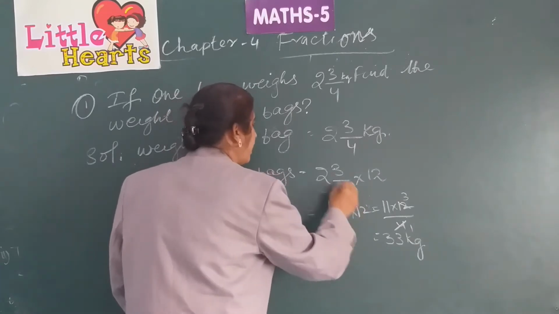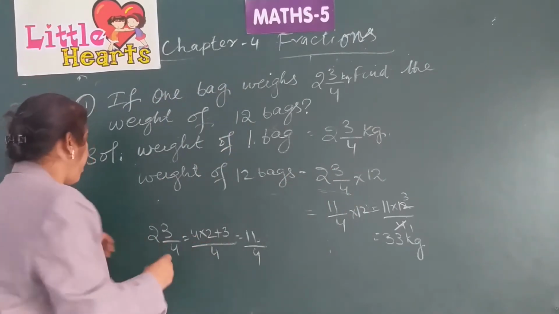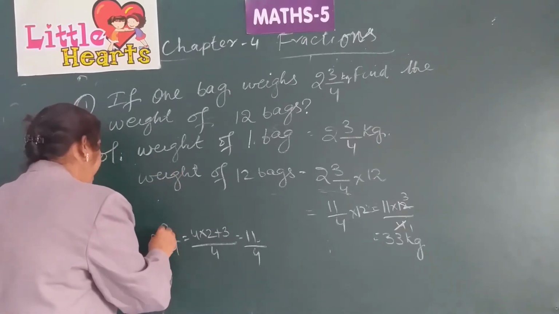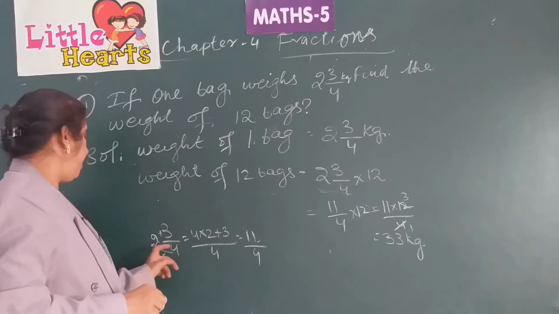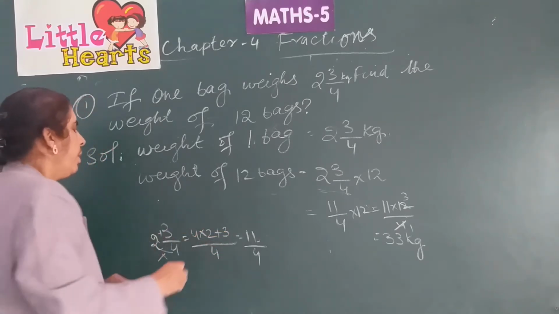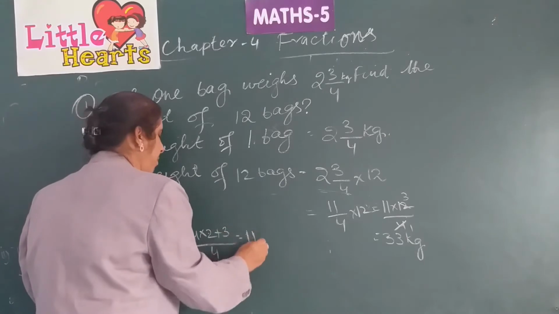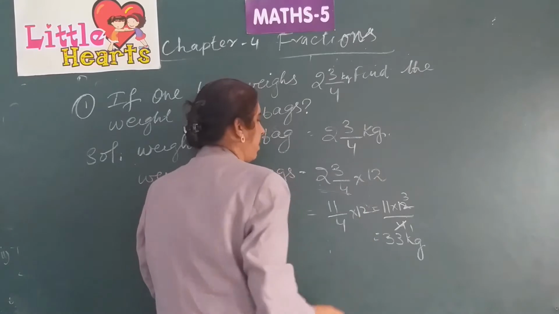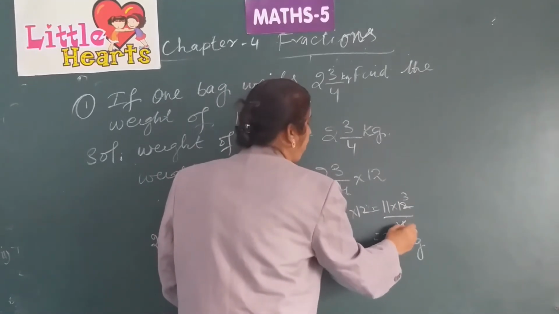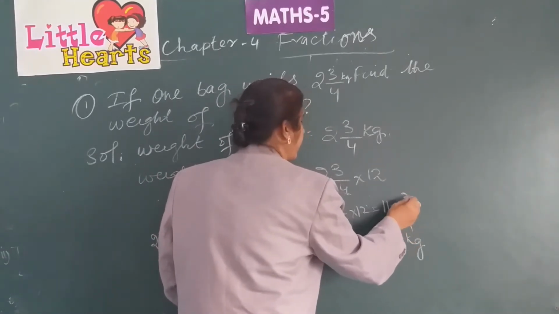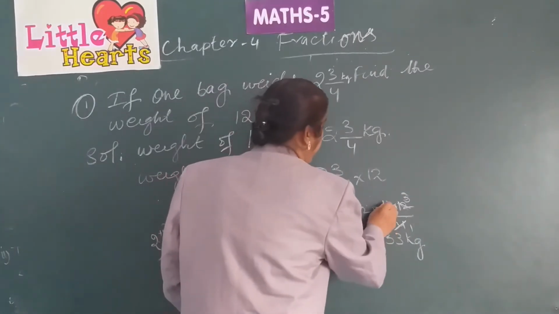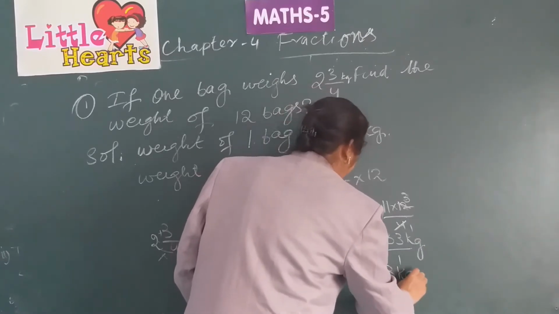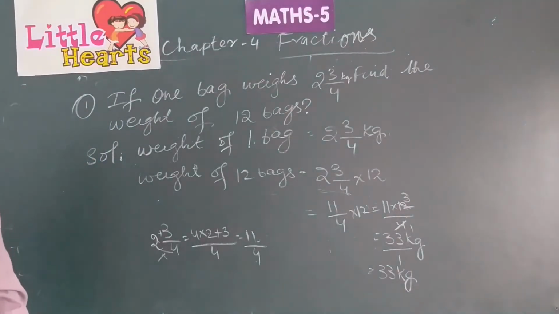As this is a mixed fraction, convert it into an improper fraction now. 2 into 4 plus 3, so 4 into 2 plus 3 by 4. 4 twos are 8 plus 3, 11 by 4. So 2 3 by 4 is 11 by 4 into 12. So 11 into 12 by 4. 4 ones are 4, 4 threes are 12, gets cancelled. And 11 into 3 is 33 by 1, that is equal to 33 kgs, the weight of 12 bags.